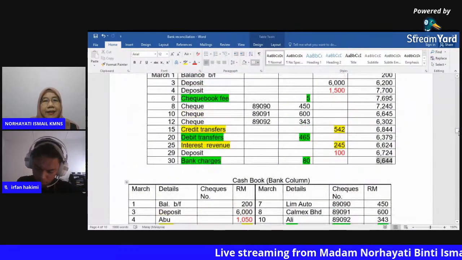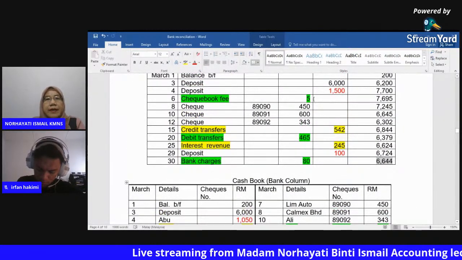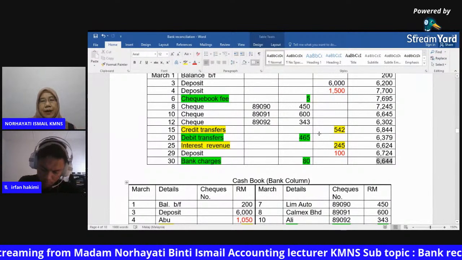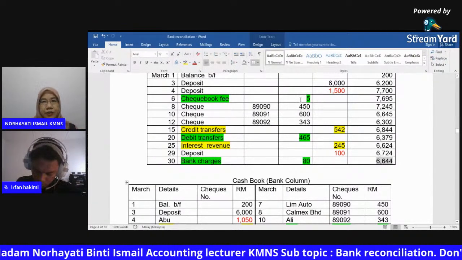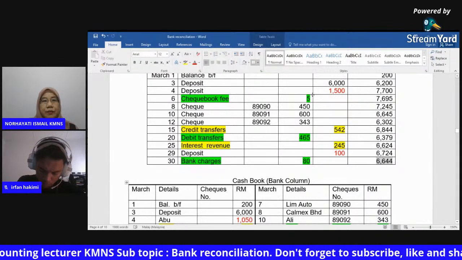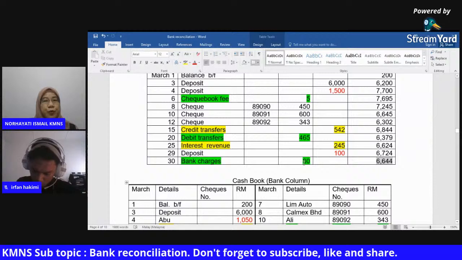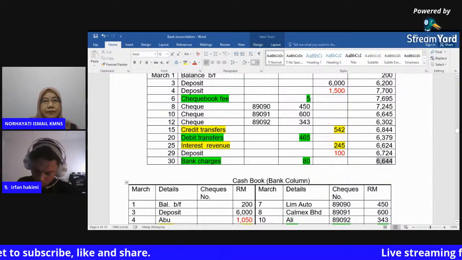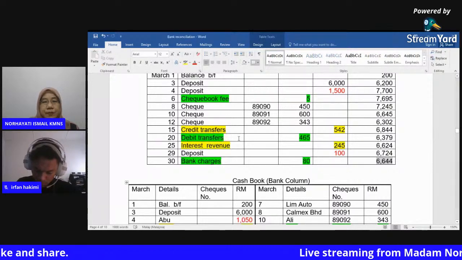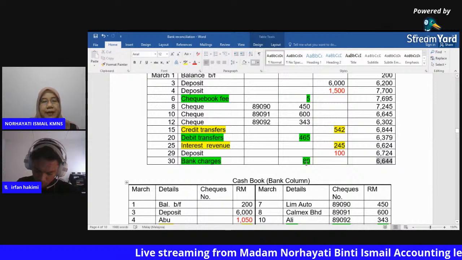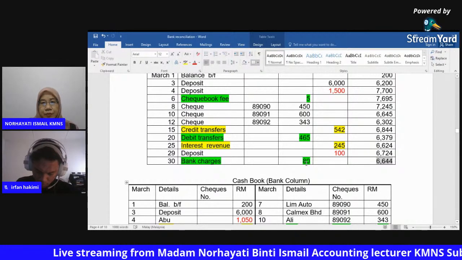Okay, there are 3 items that had been recorded in the bank statement but not recorded in the cash book. So we have to deduct this amount in the cash book when you make an adjustment in the bank reconciliation. So number 1, 5 ringgit. Number 2, debit transfer. And number 3, bank charges. We have to make an adjustment in the cash book.